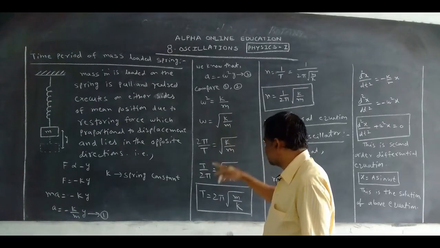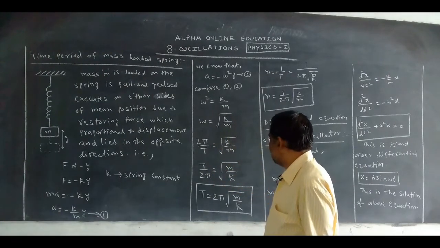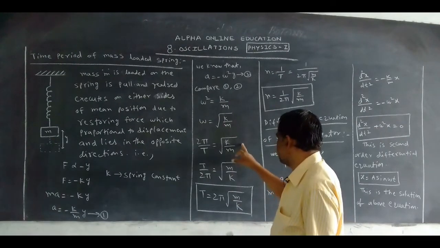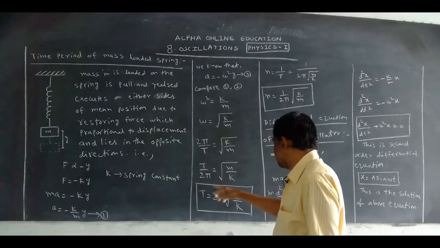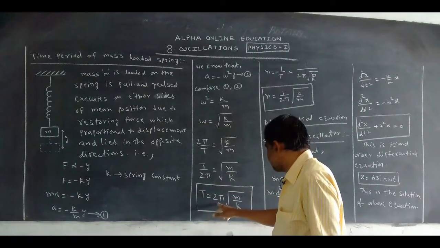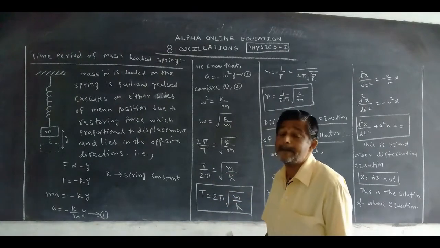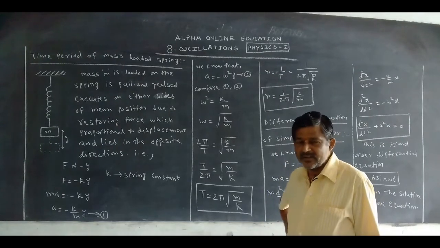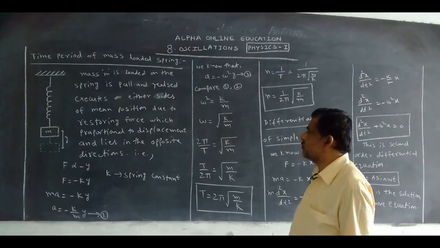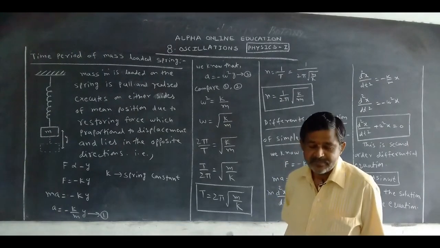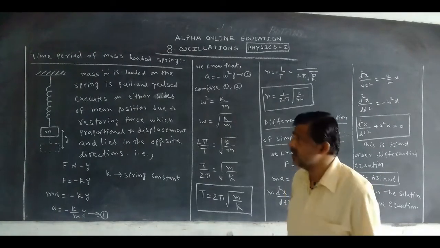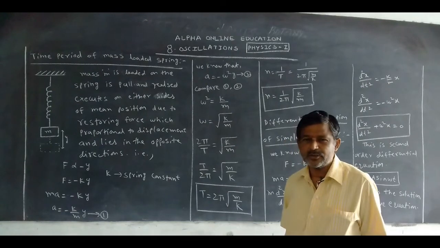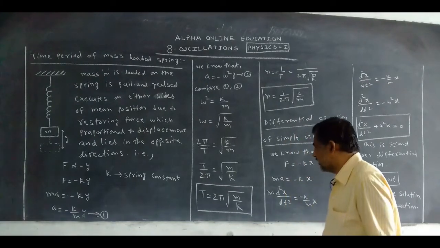Take the reverse: T/2π = √(m/k). It was k/m, now it is m/k. So T = 2π√(m/k). This is the time period of the mass loaded spring. What is the mathematical equation for the time period of a mass loaded spring? T = 2π√(m/k).